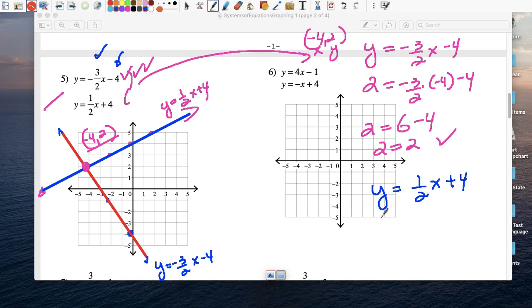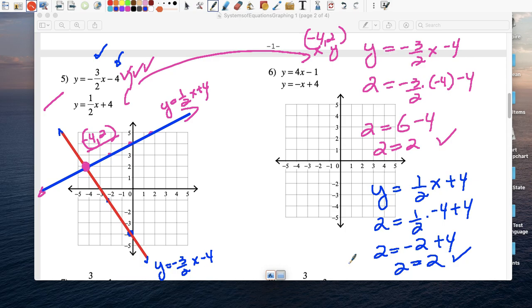The second one, y equals half of x plus 4. Let's replace the y with 2. Let's replace the x with negative 4. Plus 4. So 2 equals, and what's half of 4? Half of 4 is 2, but it's positive times a negative, so that gives me negative. Plus 4, and 2 equals 2. And that's good. All right, so hopefully I did the right ones. Let me put this right.